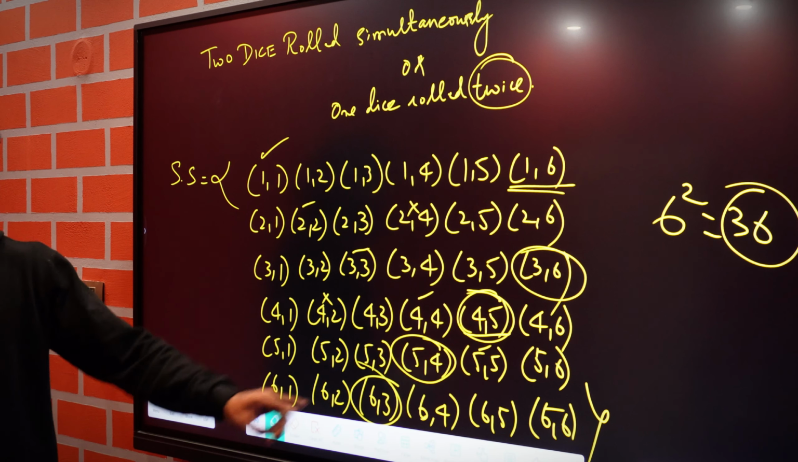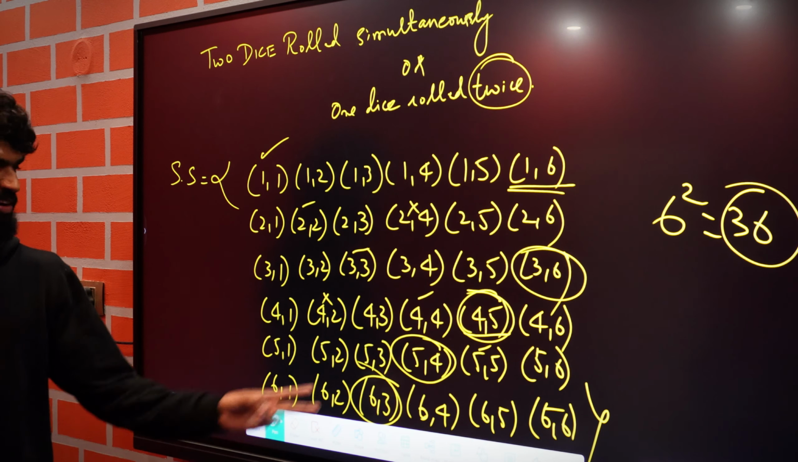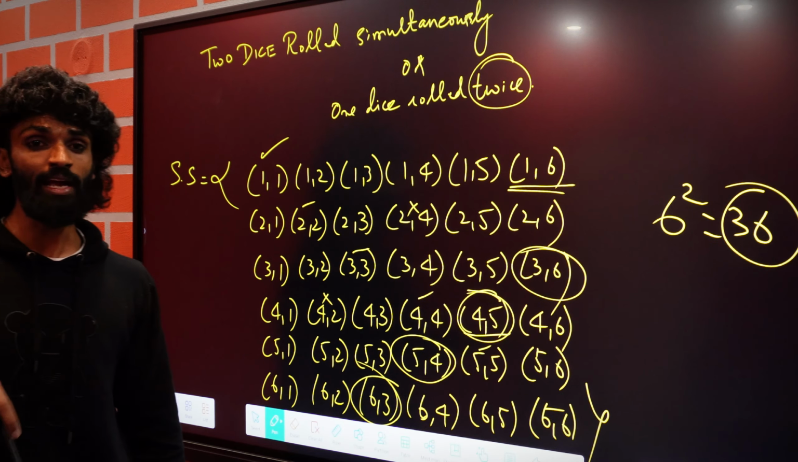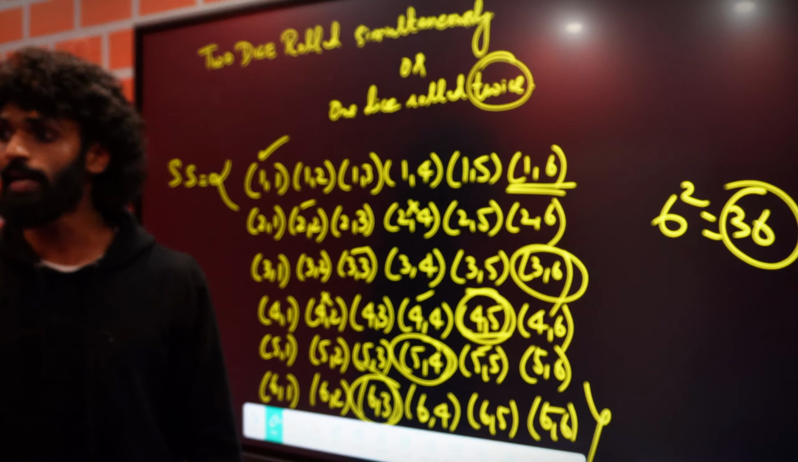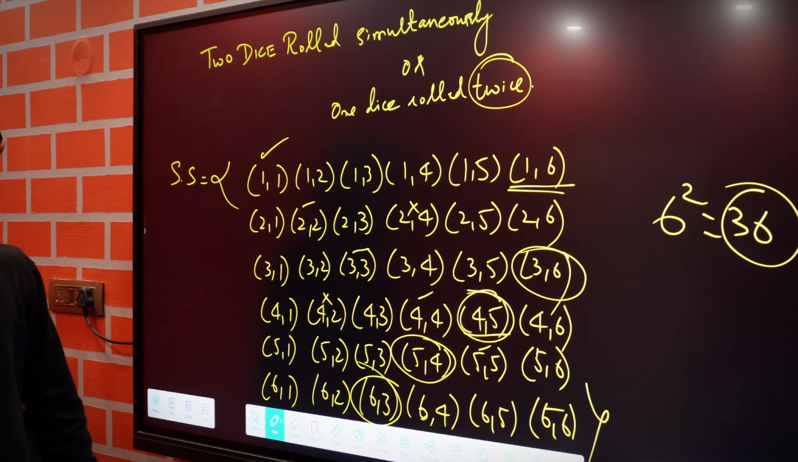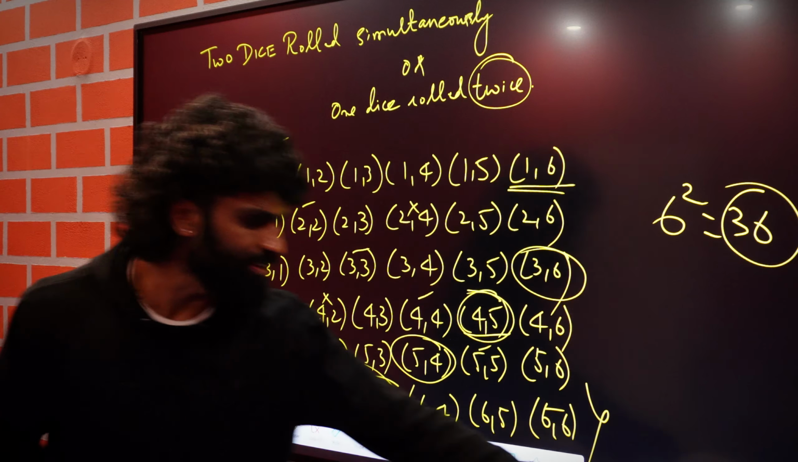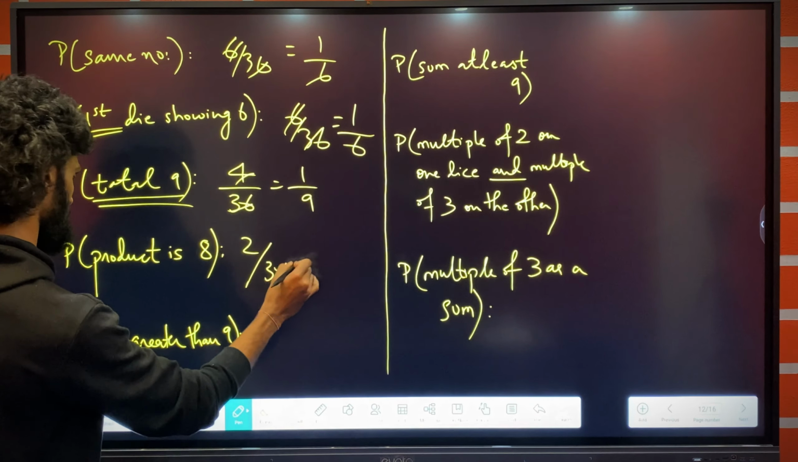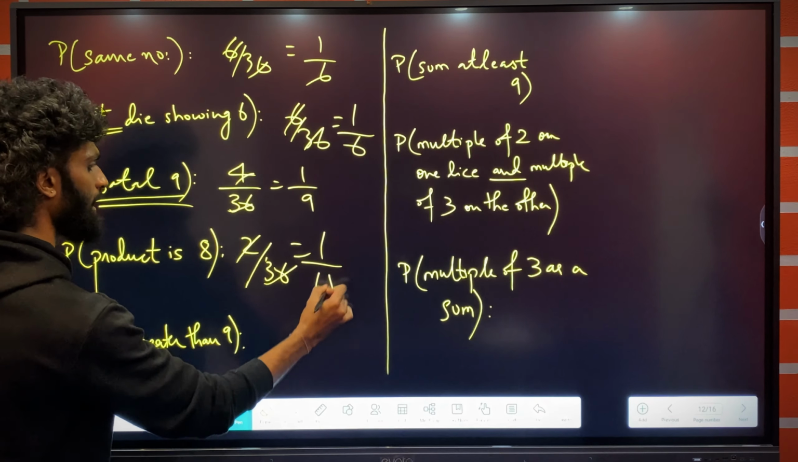Nowhere else it can be 8. See, don't tell 5, 3. 5 plus 3 is 8, but 5 into 3 is 15. Getting it? Nowhere else the answer can be 8. By chance, if the die had 8 faces, then maybe 1, 8 and 8, 1 also might have been there. But right now, those things are not happening. Getting it? So, 2 entries out of 36. Careful. 2 entries out of 36. So, the answer is 1 by 18.